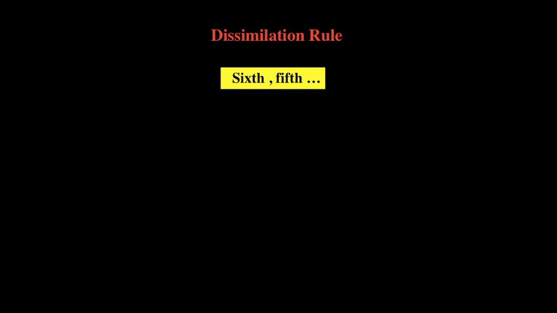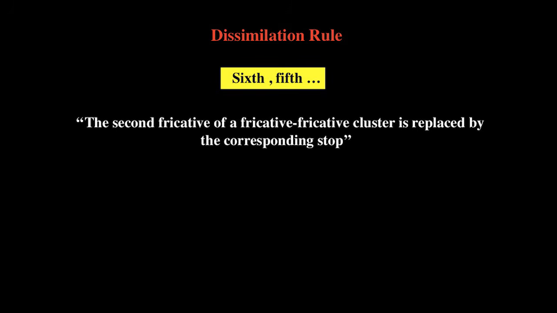The second fricative of a fricative cluster is replaced by the corresponding stop. I repeat, the second fricative of a fricative cluster is replaced by the corresponding stop, which is here in this case the t sound. Now, how can we translate this into a formal phonological rule notation?